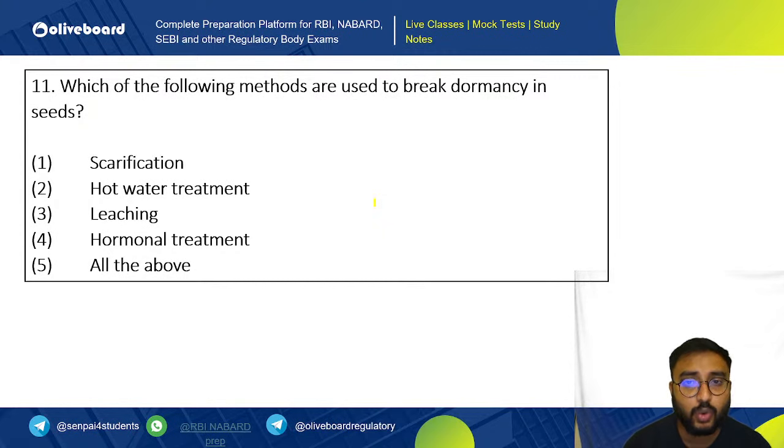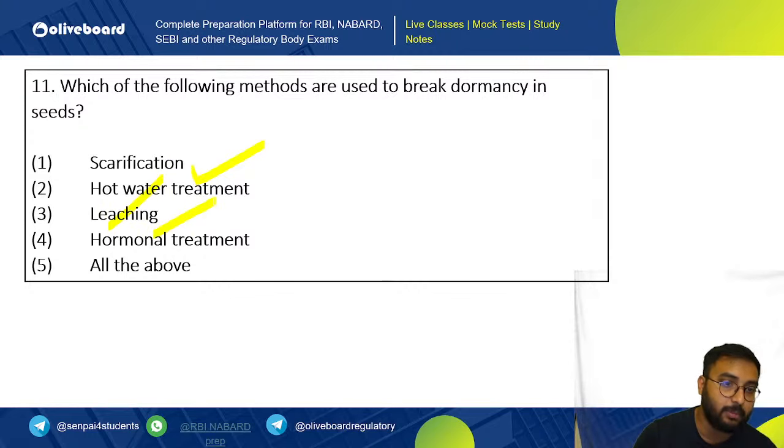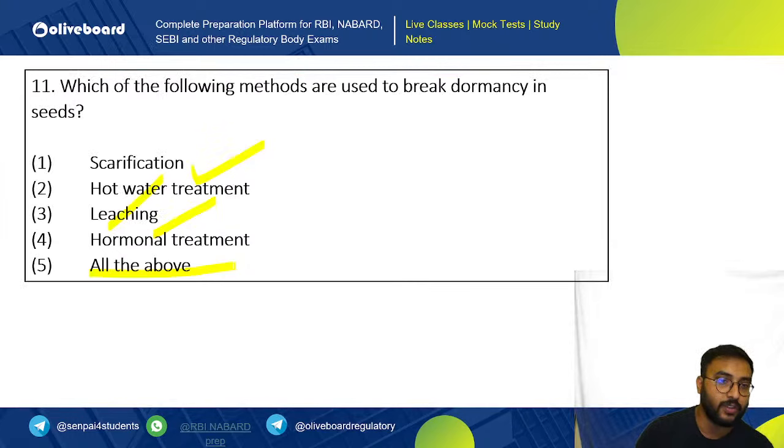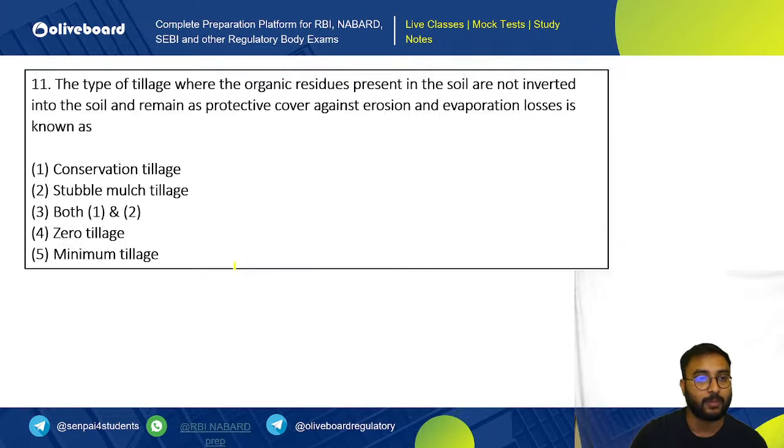Which of the following methods are used to break dormancy in seeds? Scarification, hot water treatment, leaching, hormonal treatment, and all of the above. So the answer here is your all of the above. All are used to break the seed dormancy.